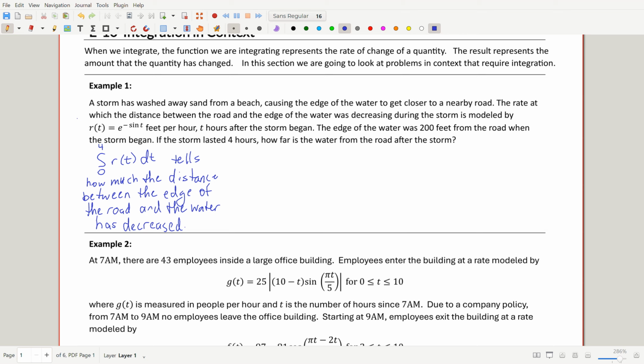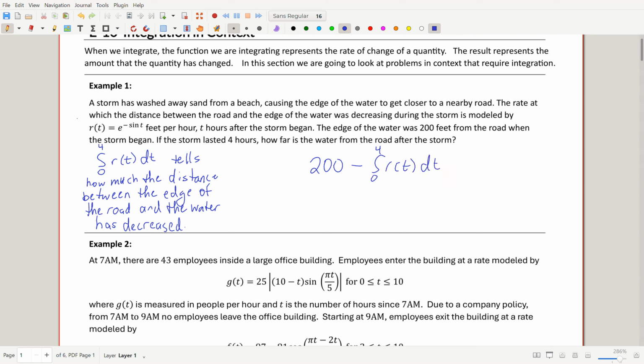Okay, so how are we going to figure out then how far away it is? If this tells us how much the distance has decreased, I'm just going to take that 200 and subtract, because of the word decrease, that's where the subtraction comes in, the integral from 0 to 4 of r of t dt.